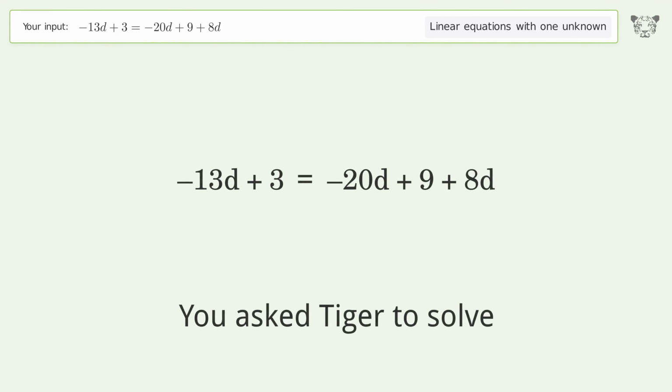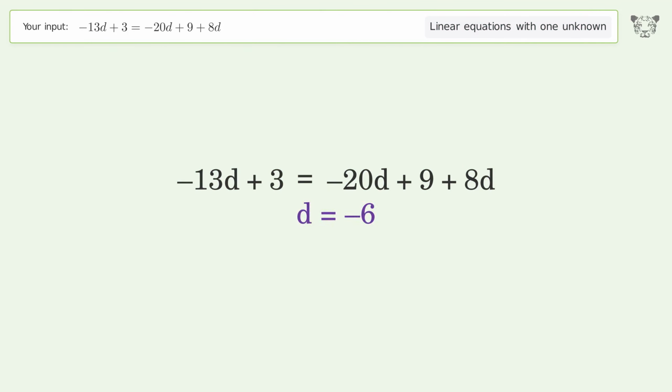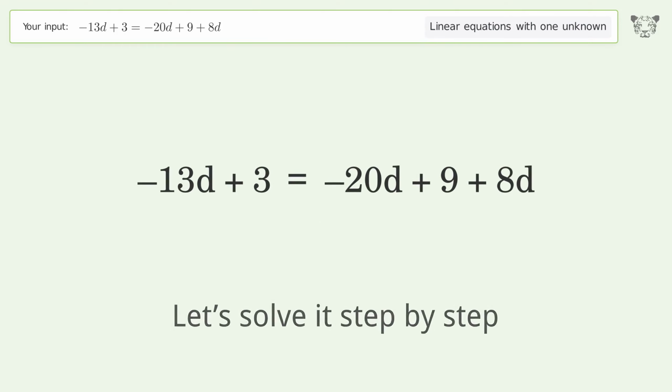You ask Tiger to solve. This deals with linear equations with one unknown. The final result is d equals -6. Let's solve it step by step.